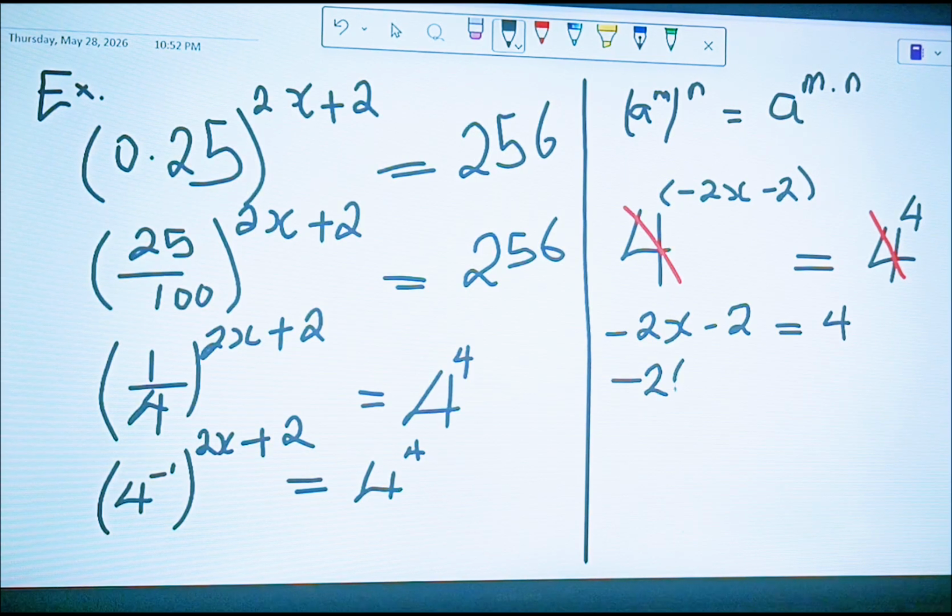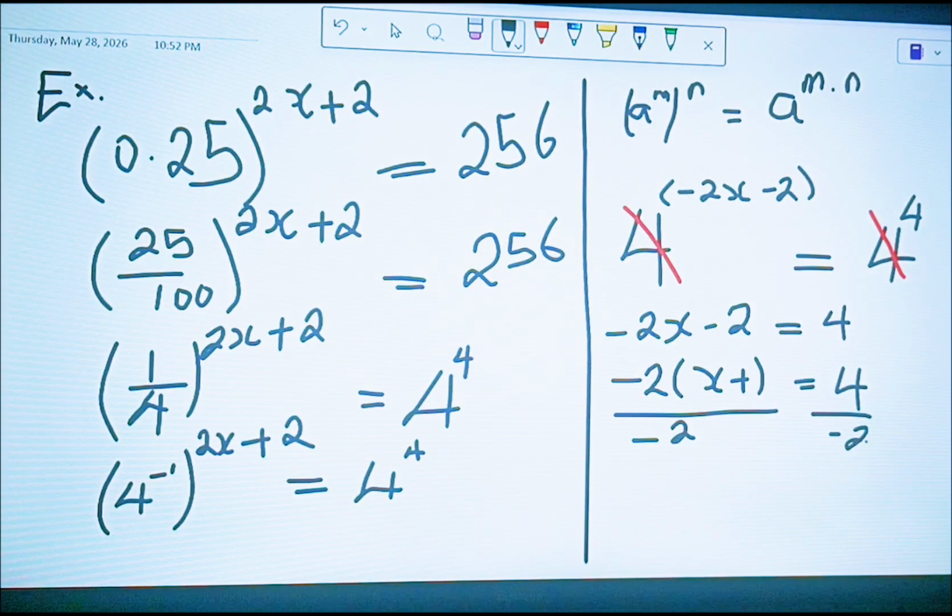If you factor out this 2, you'll be left with x here, and you'll be left with plus 1 here. And this will be equal to 4. Or at that level, you can move minus 2 to make 4. So go ahead and divide both sides by minus 2. This will cancel out, leaving us with only x. Remember, it will cancel everything plus the negative sign. So we are going to be left with x plus 1.